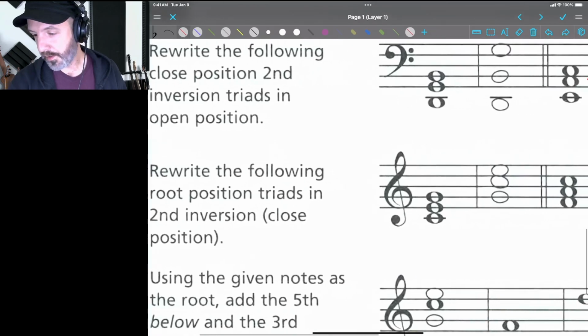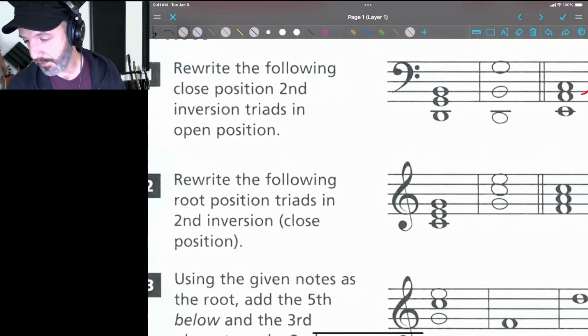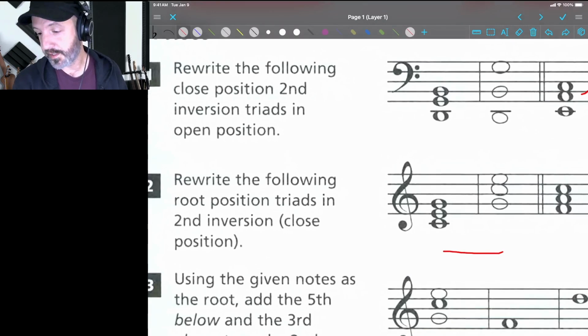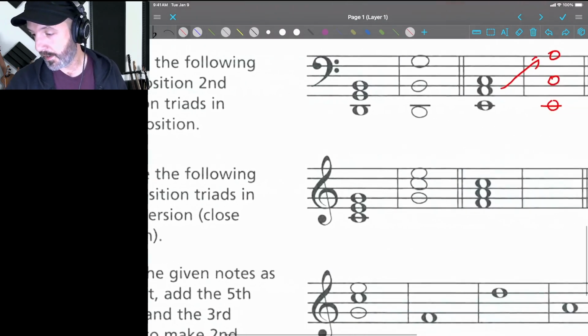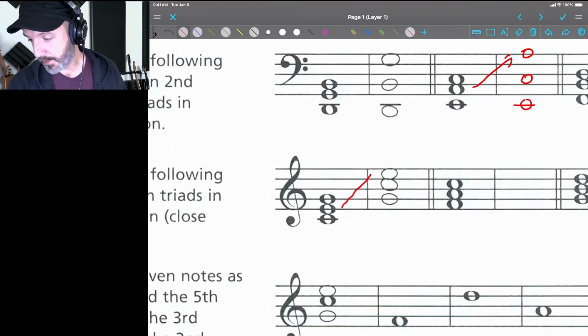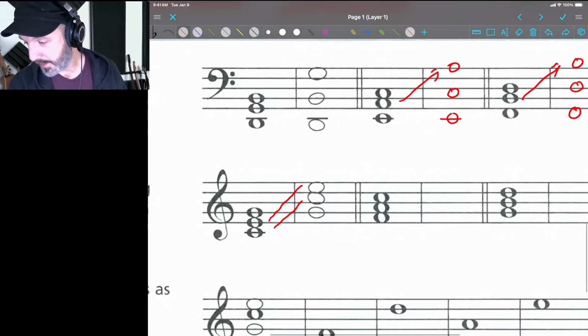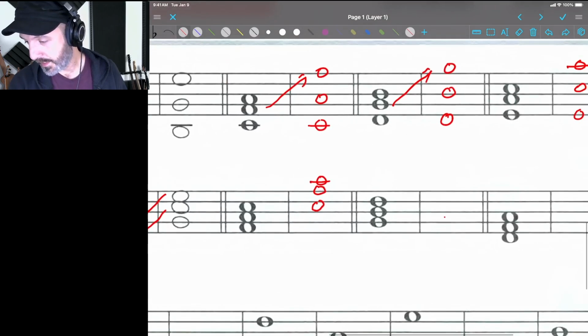Write the following root position triads in 2 inversions, closed position. Oh, and second position, second inversion. All right. So you see where they took the 2 notes and put them up top. So another way you can think about this is you put here, and if you remember, you go up a fourth, go up a third. Take the top note, go up a fourth, go up a third.